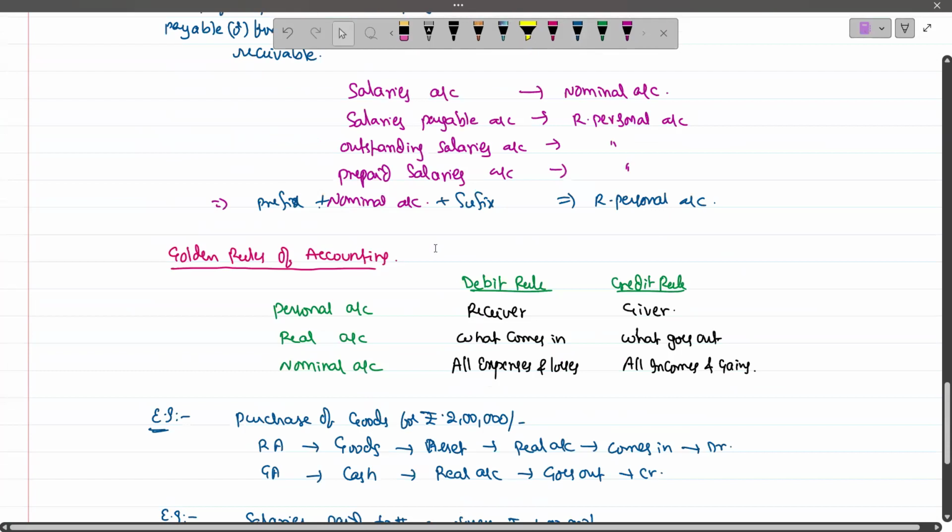One is personal account, real account, and nominal account. The rule for personal account is debit the receiver, credit the giver. The rule for real account is debit what comes in, credit what goes out. And the rule for nominal account is debit all expenses and losses, credit all incomes and gains. These are the golden rules of accounting.